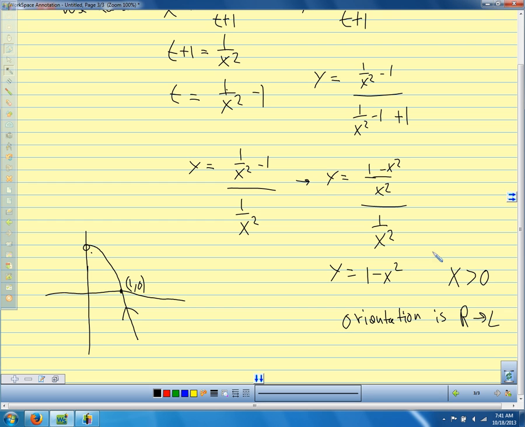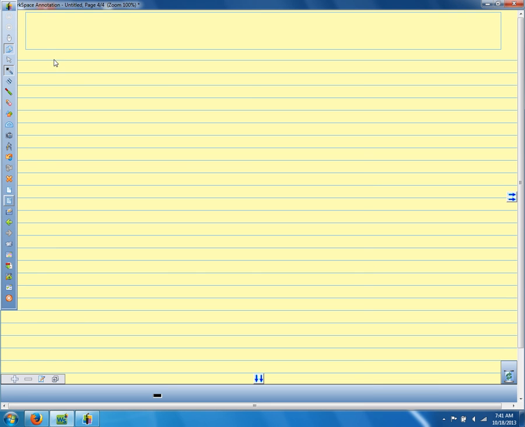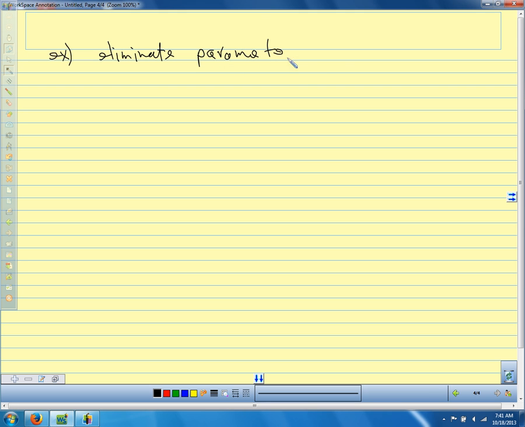Let's go backwards and look at a little bit easier example of this. So, questions on the idea here of eliminating the parameter and sketching the graph? Okay. Let's do an easier example. So same thing. We want to eliminate the parameter and sketch the graph.